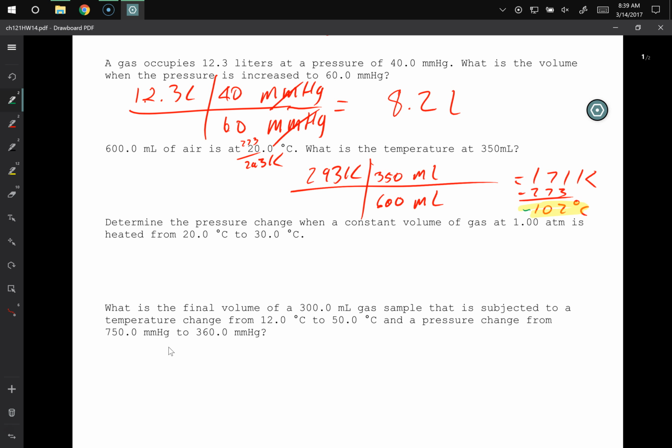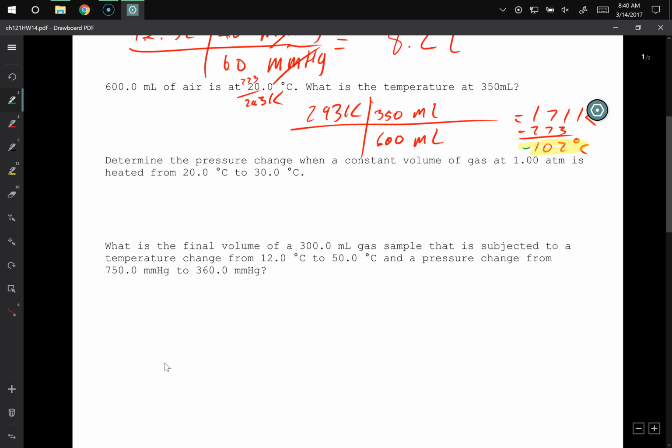Destiny? I'm turning it back into degrees Celsius, because that's the equation. If I want to go from Celsius to Kelvin, I add 273. If I want to go back from Kelvin to Celsius, then I subtract 273.